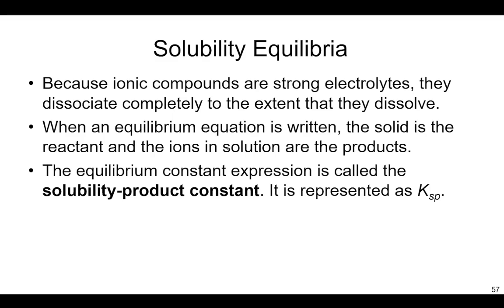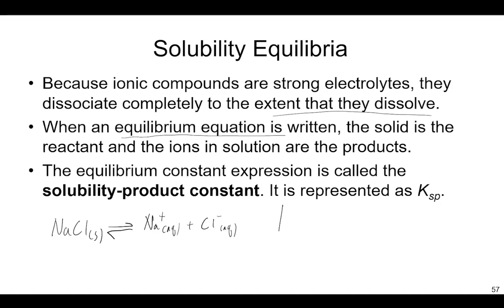And so this is solubility equilibrium. Ionic compounds are strong electrolytes and will dissociate completely to the extent that they dissolve. But at the saturation point, we can consider there being an equilibrium equation for this process, where the left side is going to be the solid, like NaCl, and the right side of this equilibrium is going to be the ions, Na+ aqueous and Cl- aqueous.